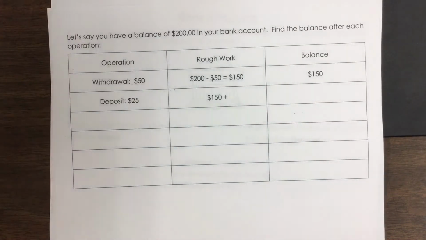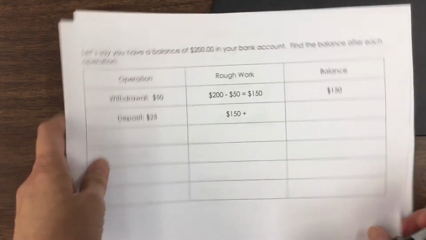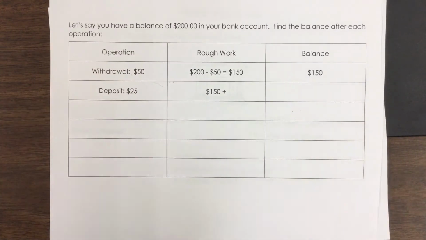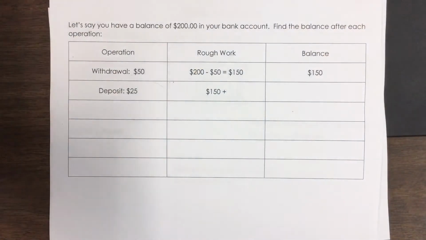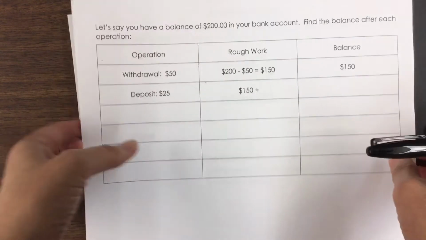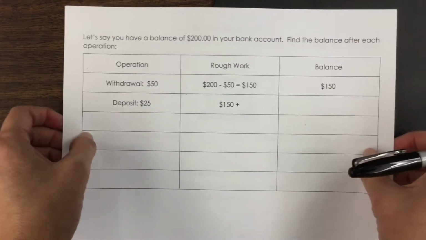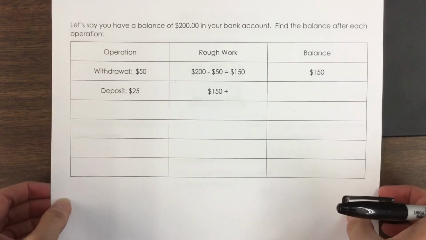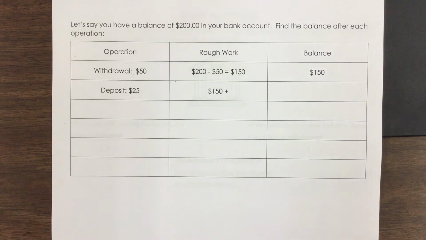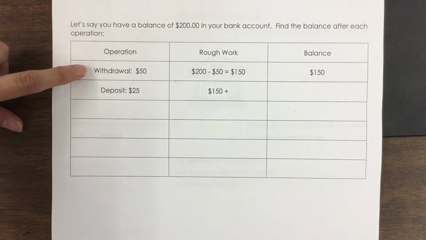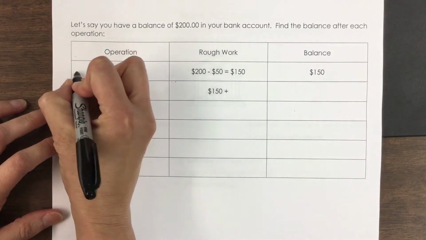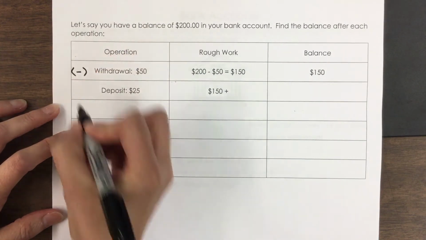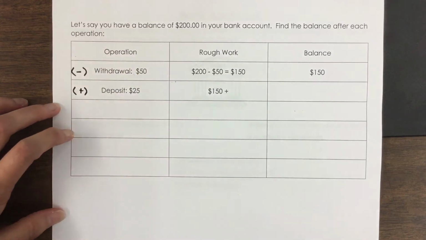Now, let's talk about your sheet. In your workbook, you will see a sheet or a chart that looks like this. Do you see it? Well, I created one so that I could show you how this chart works, okay? So let's say that you have a balance of $200 in your bank account. That's how much you have in the bank. I want you to find the balance after each operation. When I say operation, I mean subtraction with withdrawal, or addition with deposits, okay?